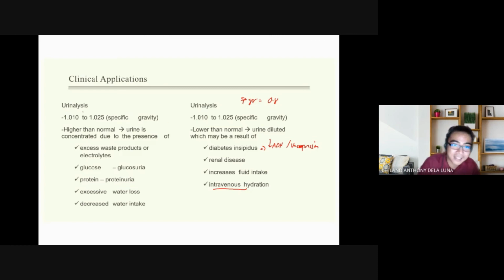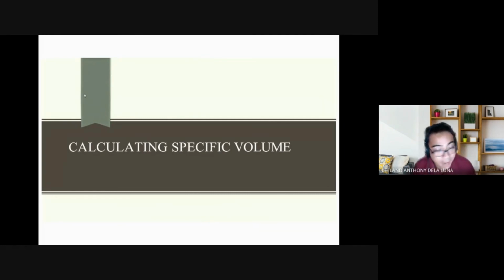Pero kung masyado namang mataas, kunwari 2, ang specific gravity, which is greater than 1.025, it could be an indication that your urine is concentrated, highly concentrated. Okay, so that means you have excess waste products, pwedeng masyadong mataas ang glucose mo. Ito naman, dito na ngayon papasok si diabetes mellitus. Okay? Pwedeng may protein, excessive water loss, or there is decrease in water intake. Or nagde-dehydrate ka. Right?